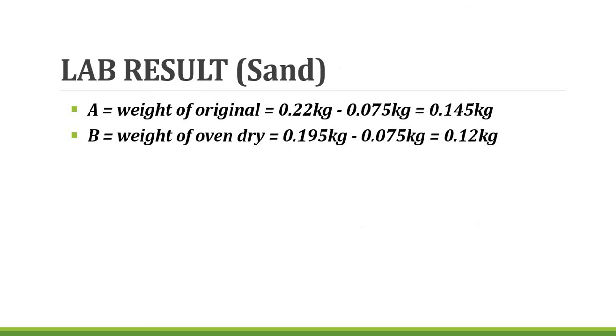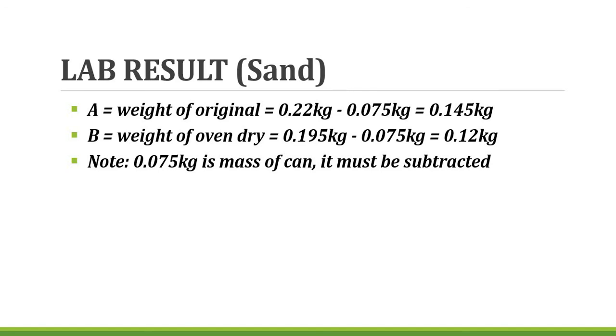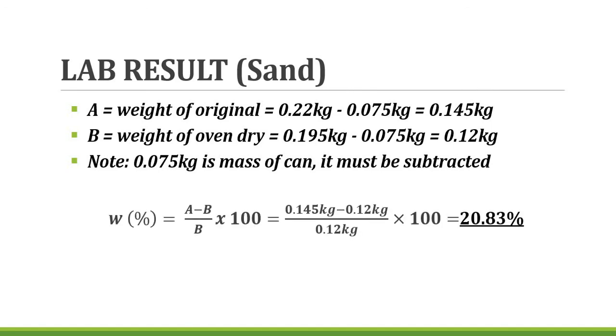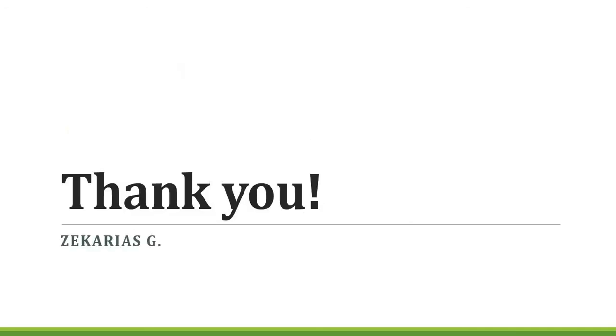When it comes to the sand, it is the same procedure. That means A is 0.145 and B is 0.12. The mass of can, 0.075, is subtracted. By using this formula, A minus B over B times 100, we get 20.83. That means the sand contains more water than the gravel. Thank you for watching.